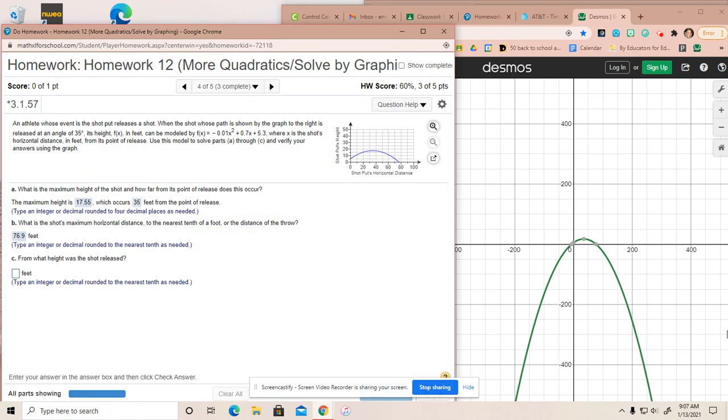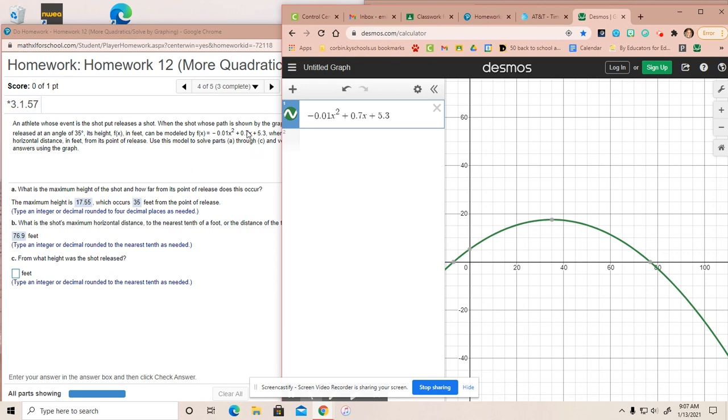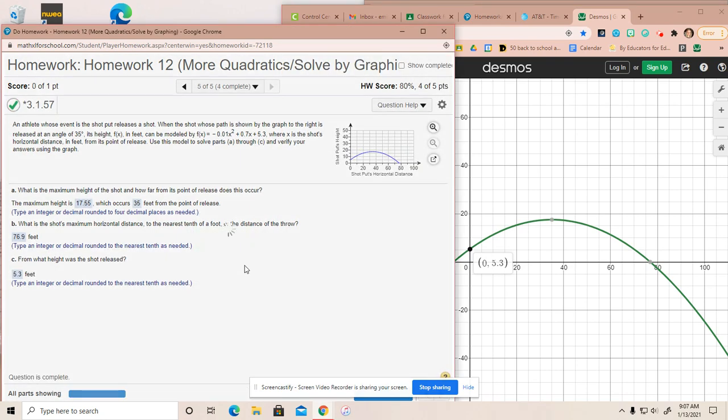And then from what height was the shot released? That's your y-intercept. So you can see the y-intercept from the expression, it's that 5.3, or you can look at it on the graph. So 5.3, there we go.